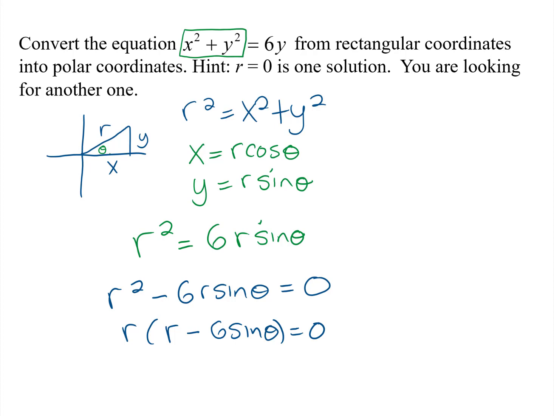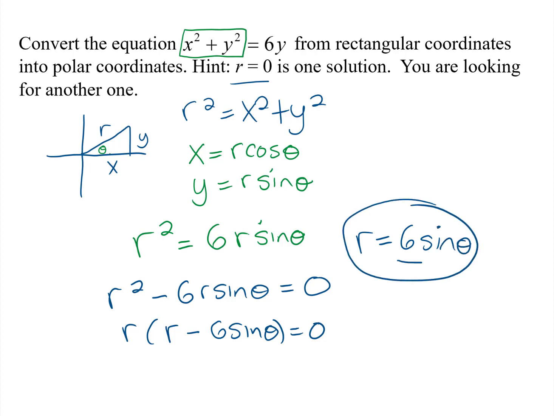If we set each of these factors equal to 0 and solve, we would have r equals 0, and that's this one. And then we would have r equals 6 sine theta. And this is the one we want.